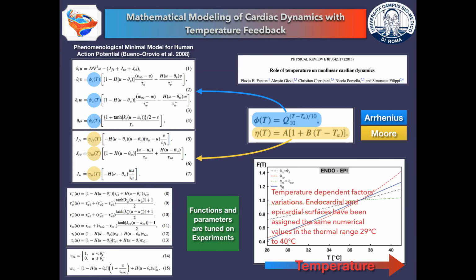Temperature feedback is further introduced by using Arrhenius and Moore factors, which actually are introduced to model the feedback of temperature on the activation and inactivation time constants and on the maximal conductance variation. All the model parameters, including the parameters regulating the Arrhenius and Moore factors, are carefully fine-tuned to reproduce both action potential shape and restitution curves as observed in experiments.